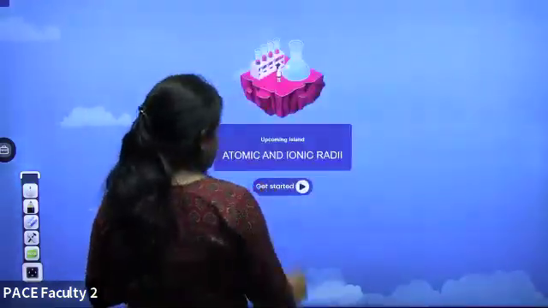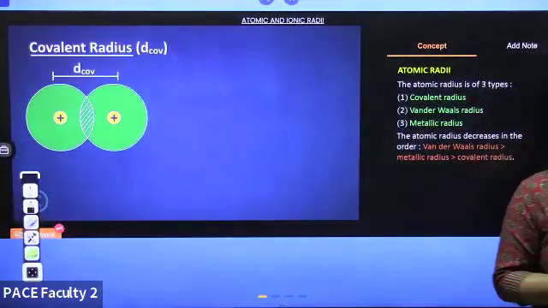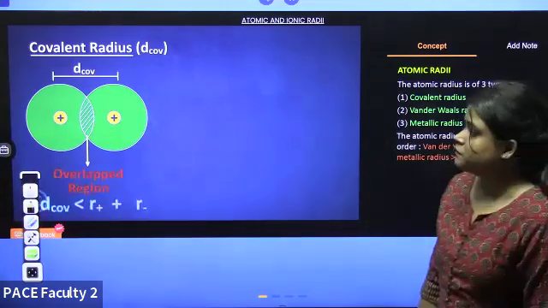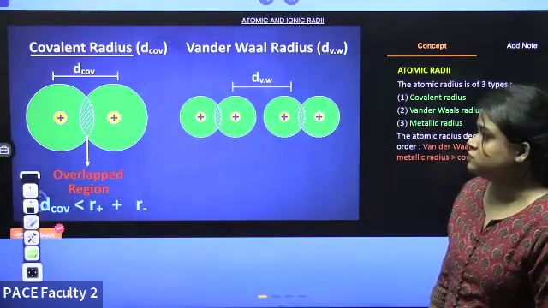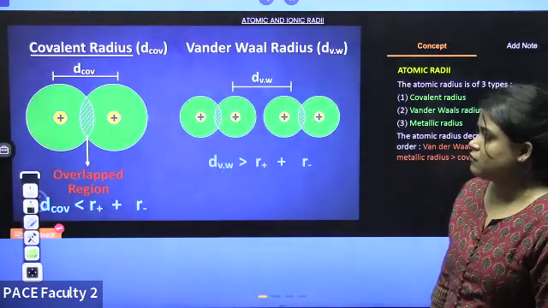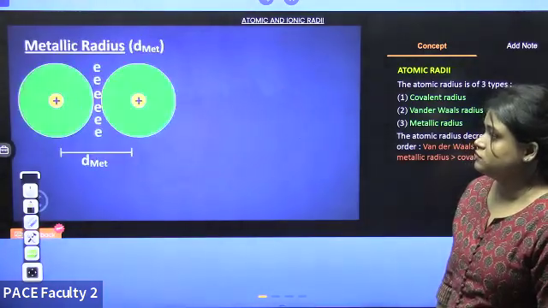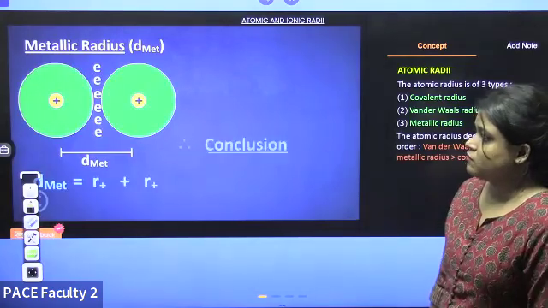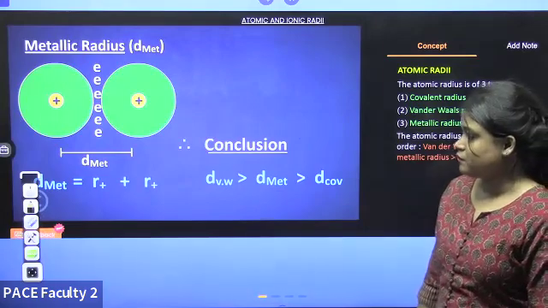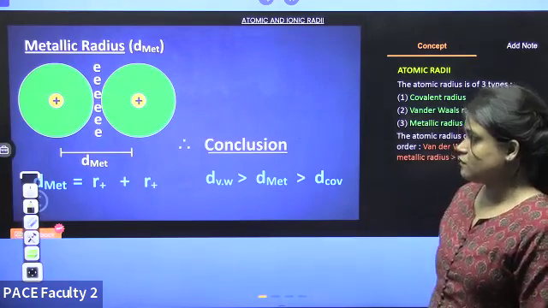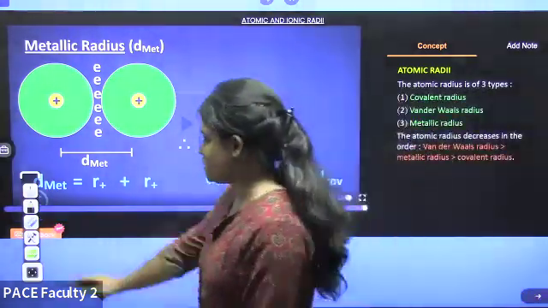Let's see this part. Radii. The atomic radius is of three types. These are first, covalent radius, second, van der Waals radius, and third, metallic radius. The order is van der Waals radius greater than metallic radius greater than covalent radius. So basically, there are three types of radius. What are these three types?